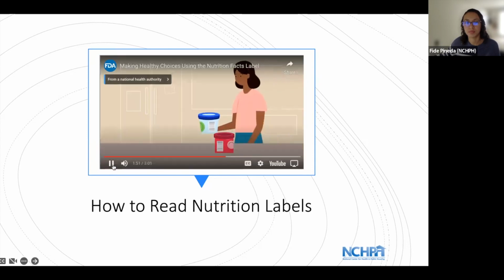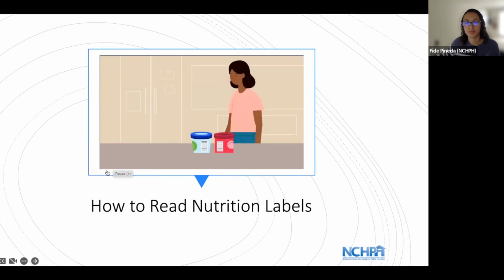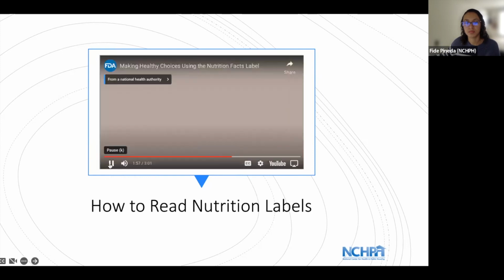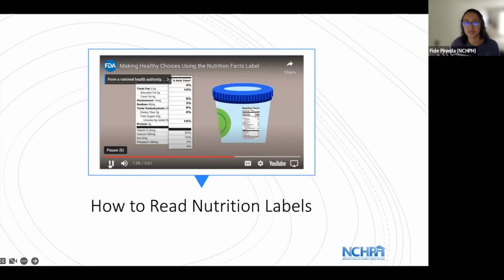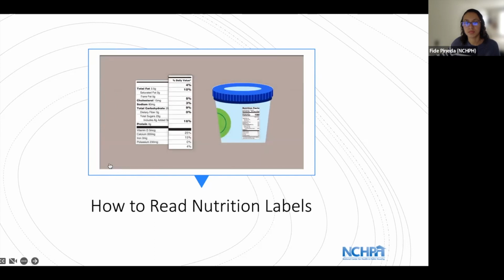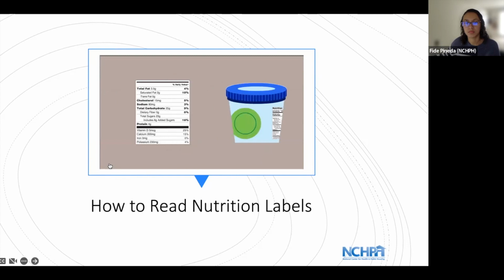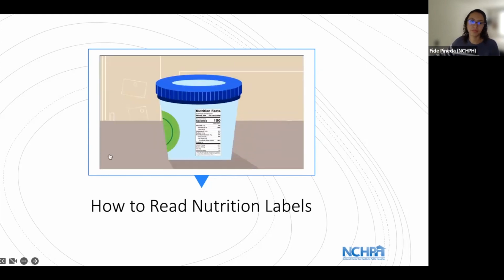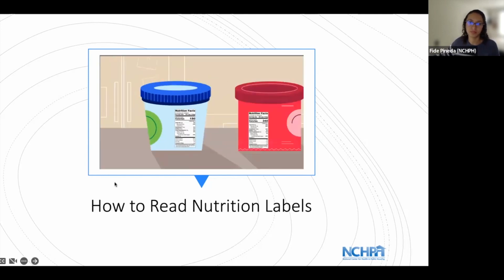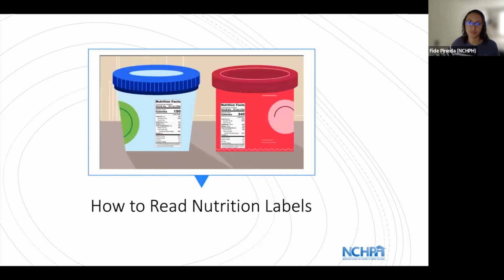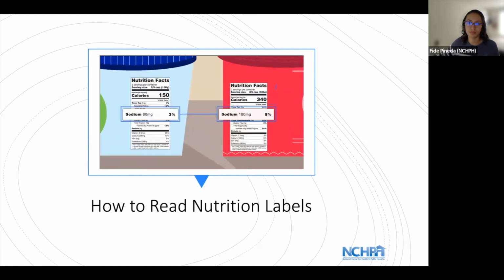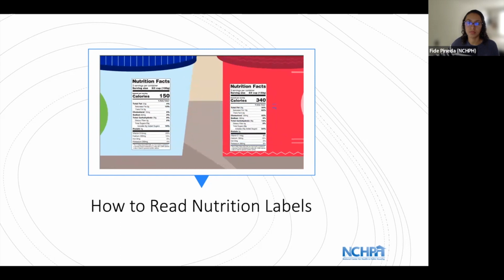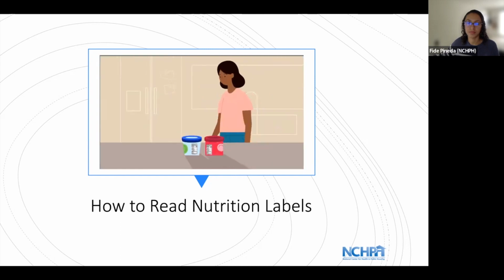Let's look at percent daily value and nutrients, two sections of the nutrition facts label that work together. The percent daily value, also known as percent DV, can help you figure out if a serving of food is high or low in a nutrient. For example, 5% DV or less of a nutrient per serving is considered low, and 20% DV or more of a nutrient per serving is considered high. You can use percent DV to choose and compare food products. Aim to get less than 100% of the DV of saturated fat, sodium, and added sugars each day. These are nutrients to get less of in your diet overall.